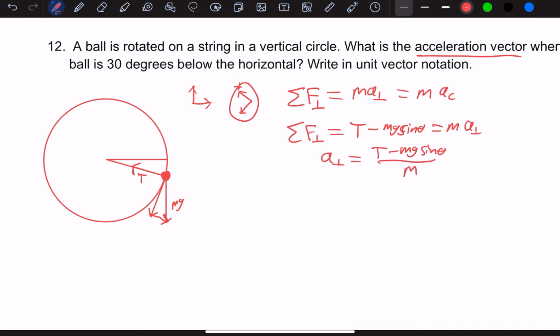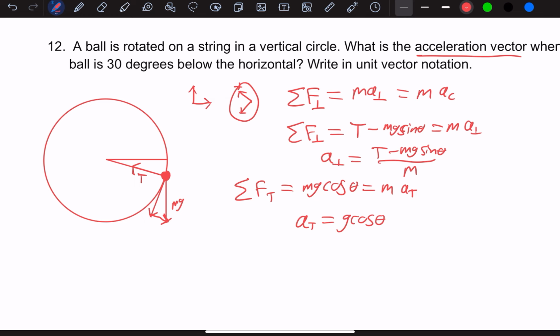All right, now let's do the other direction. What's the sum of all forces in the tangential direction? We only have one force in the tangential direction, and it would be the part of gravity that's going that way. If this one was sine, then the other one must be cosine. So we have mg cosine theta equals the mass times the acceleration in the tangential direction. So the acceleration in the tangential direction equals g cosine theta.